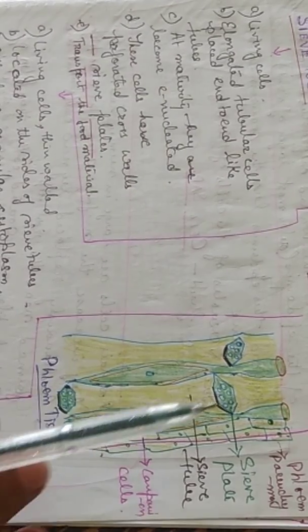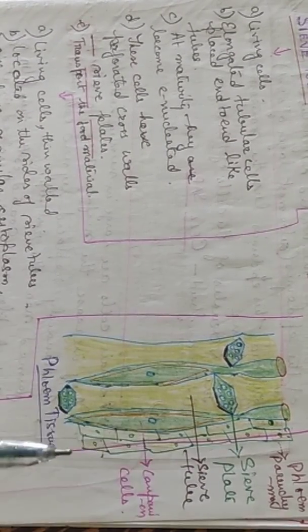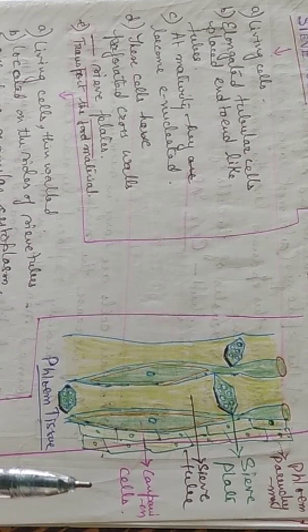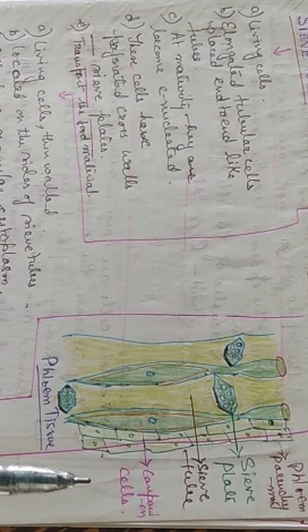So these sieve tubes are living cells. They are tubular cells which are placed end to end, and at maturity they become enucleated, and they have perforated cross walls. They are known as sieve plates, through which the transportation of food materials takes place.